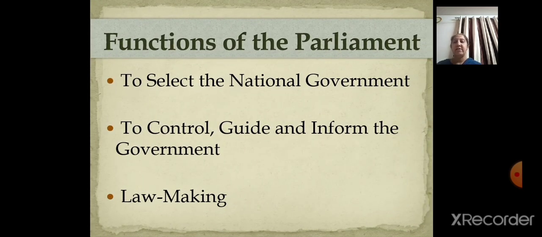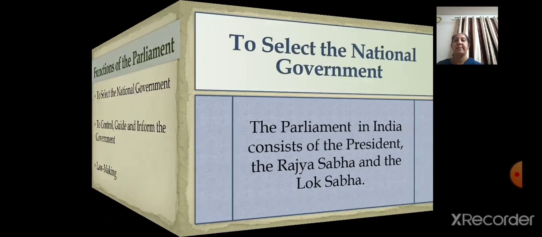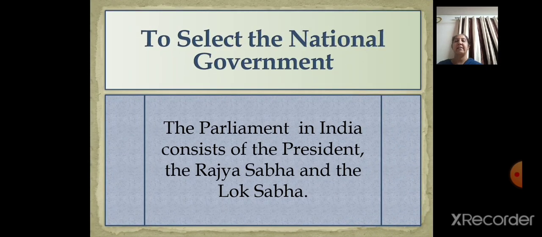But once election to the parliament has taken place, the parliament has to perform the following functions that are given here: to select the national government, to control, guide and inform the government, and also law-making. Now let's begin with selecting the national government.